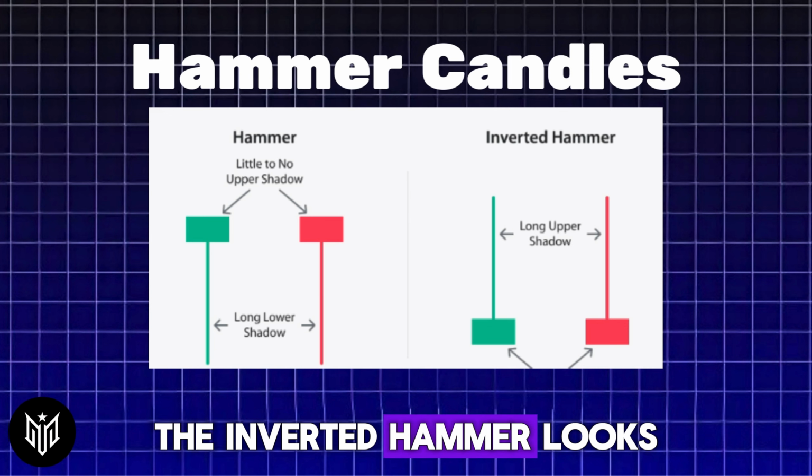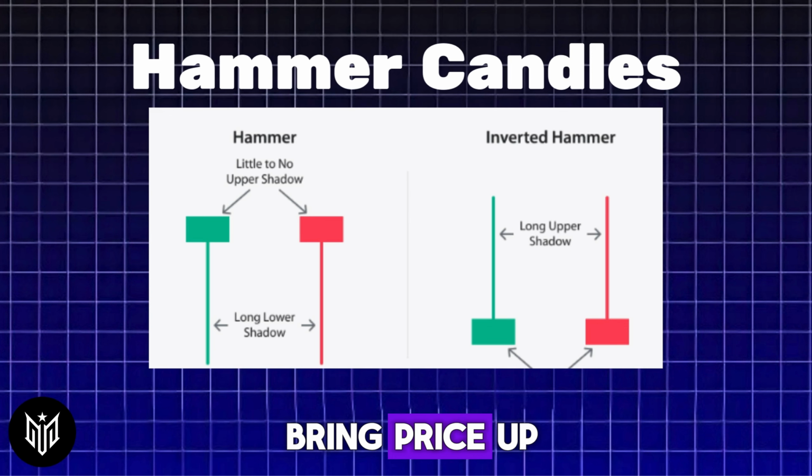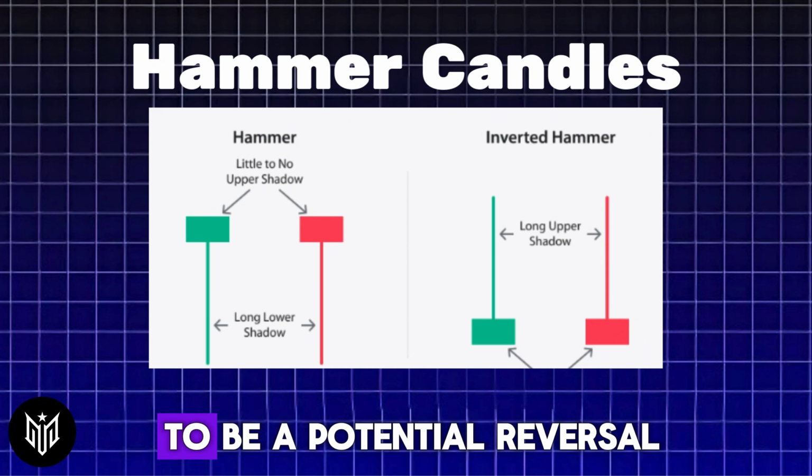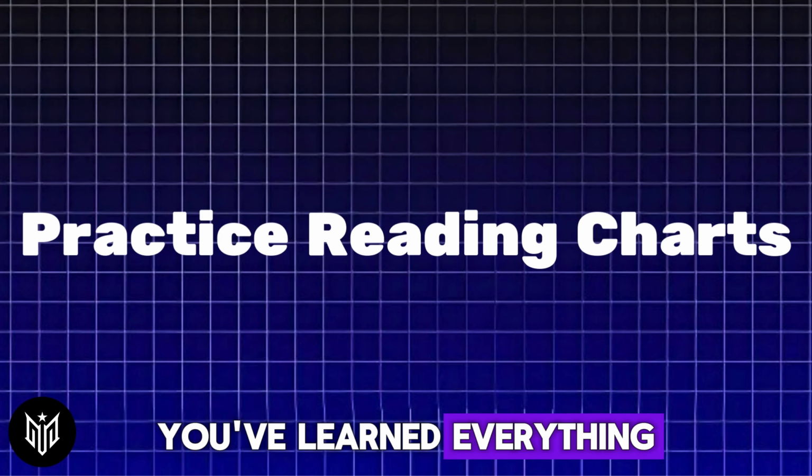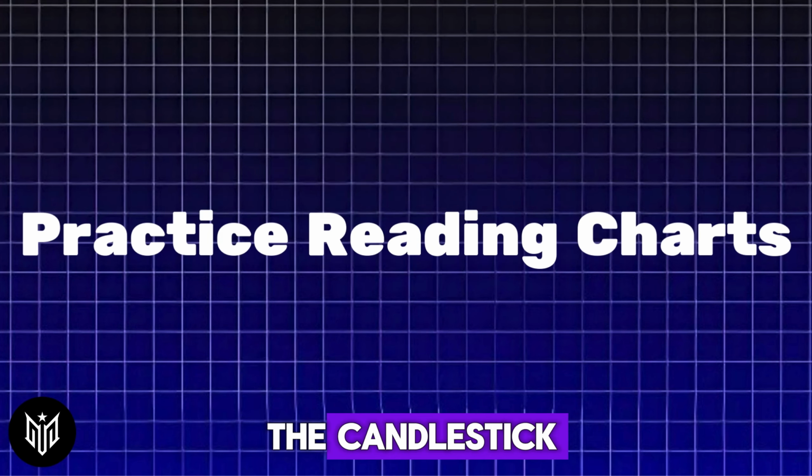The inverted hammer looks the same, but appears when buyers bring price up, and then sellers create this upper wick, indicating that there is going to be a potential reversal or continuation towards the downside. Now that you've learned everything you need to know about the basics of the candlestick, let's go over some real live charts.